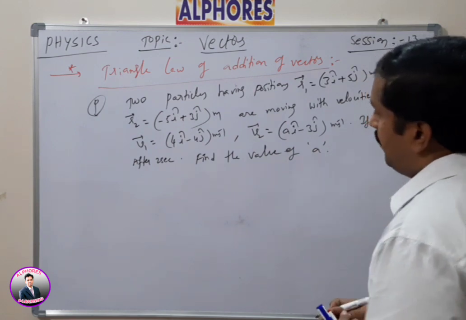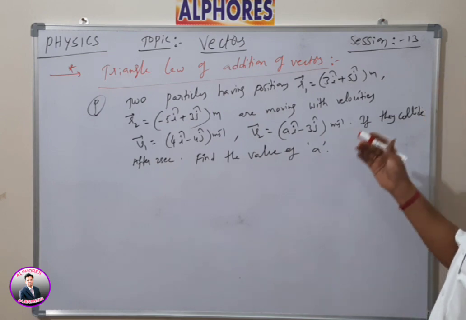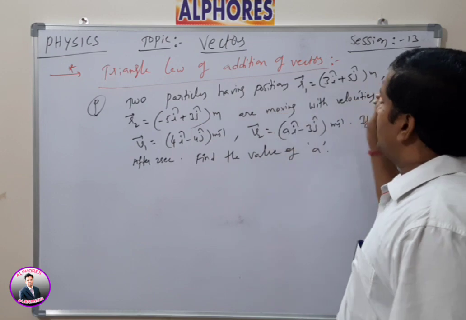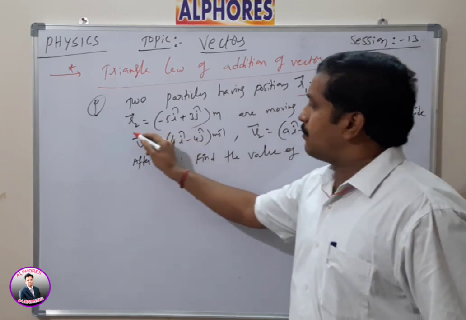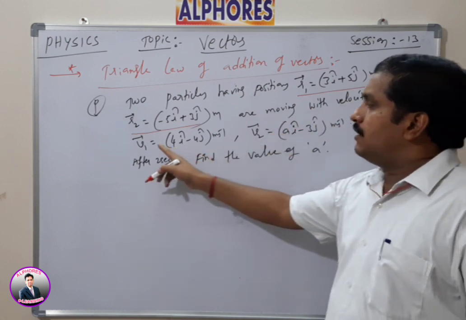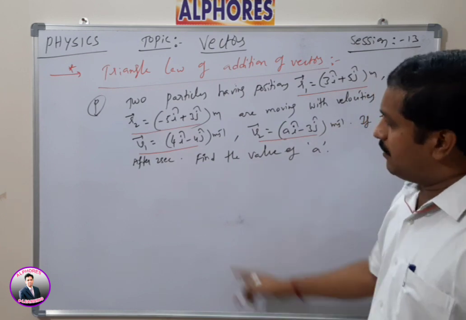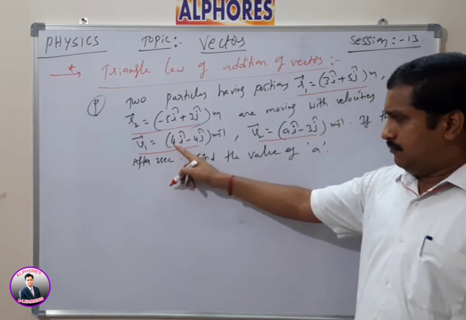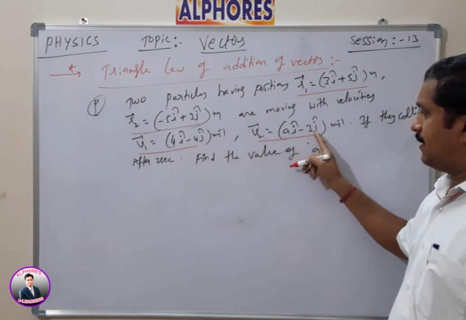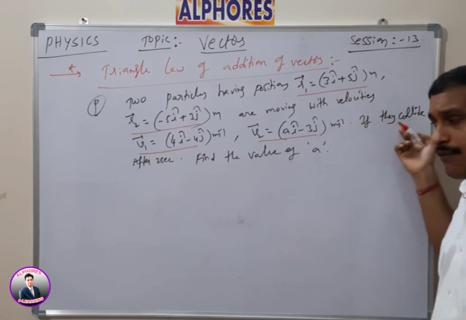This is the question I am giving. So first of all, you should read this question. What is the data given in the question? Two particles having positions are given. This is one position vector, this is another position vector. These two particles are moving with velocity vectors also given. v1 is equal to 4i cap minus 4j cap, v2 bar is equal to a i cap minus 3j cap meter per second. If they collide after time how much?